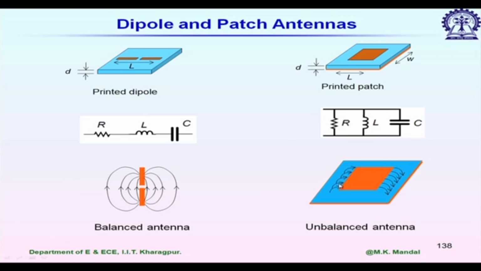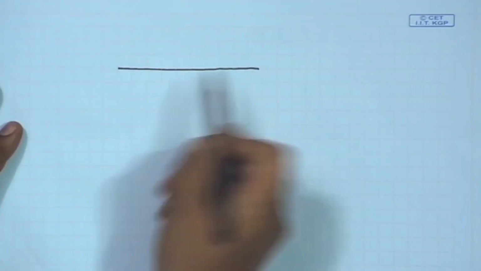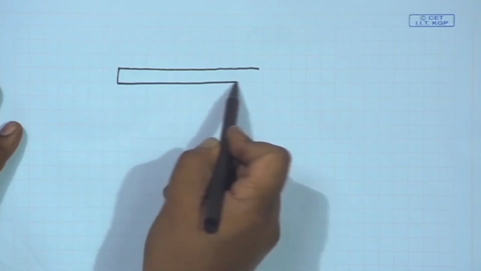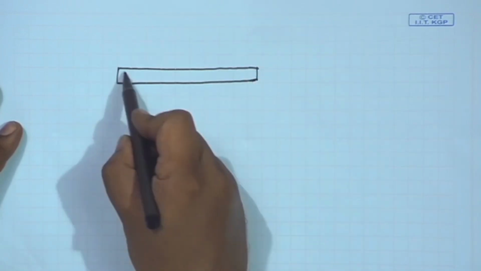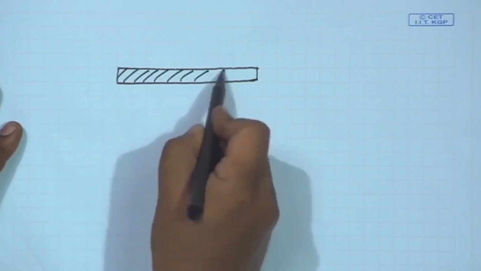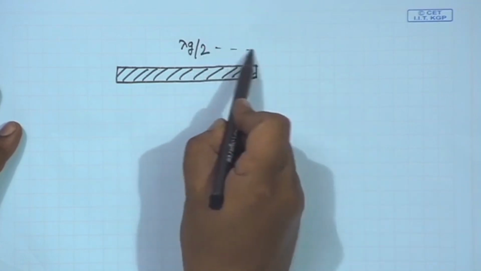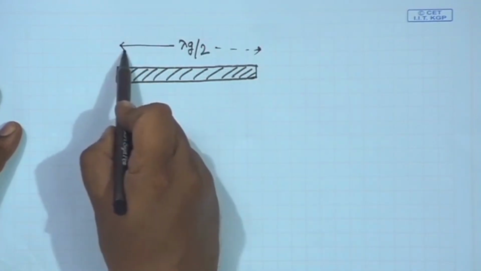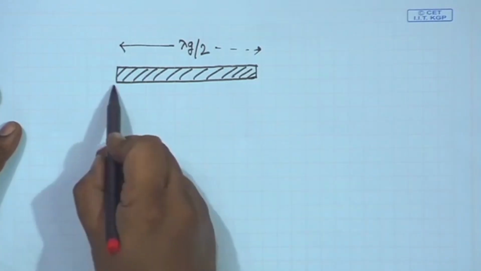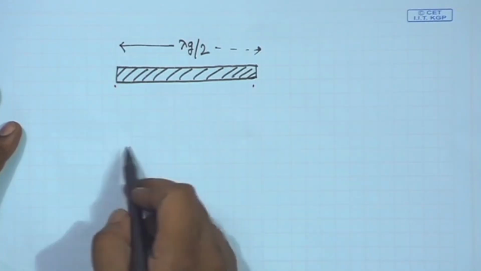For a rectangular patch, it radiates from its fringing field. Okay, let me discuss a little more on this fringing field, how it radiates. Let me start from a very basic resonator. Let us say we have a microstrip line resonator of length lambda g by 2, obviously at the resonance frequency. Now, both of these two ends are open circuited.